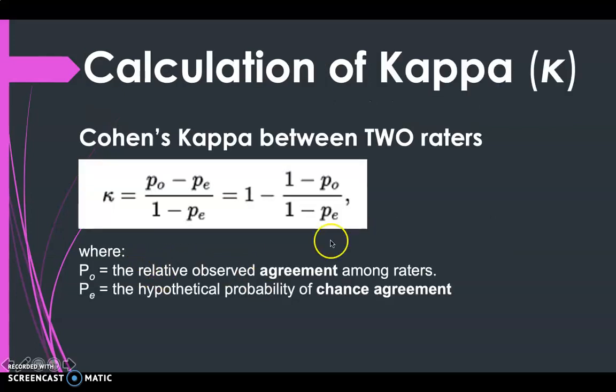This is the formula to calculate kappa, the value of K, where K = 1 minus (1 minus PO) divided by (1 minus PE). PO is the relative observed agreement among raters, and PE is the hypothetical probability of chance agreement.